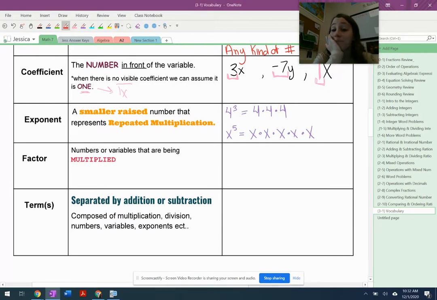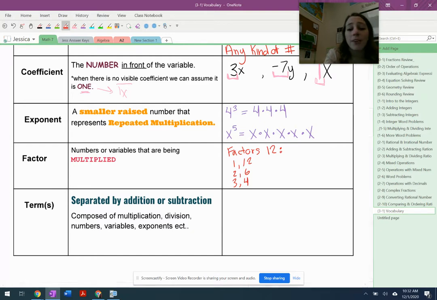In the past, you've dealt with a lot of factors with numbers. The factors of 12. Your factors of 12 are 1 and 12, 2 and 6, 3 and 4, because I can multiply those numbers and get up to that 12. But it also, remember, it can be variables. So keep that in mind, that factors can also be variables. That's going to be the new piece to this unit.